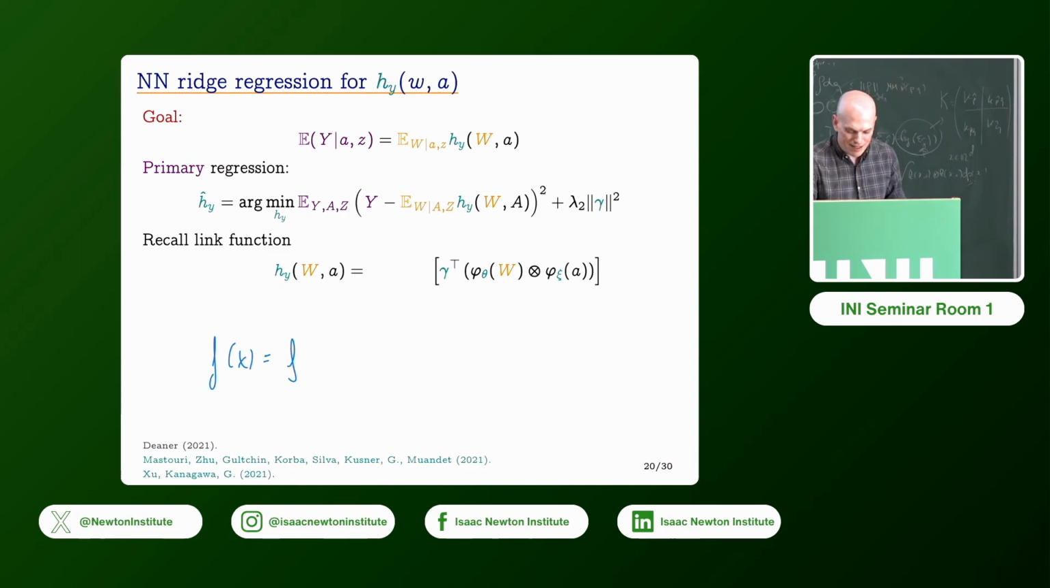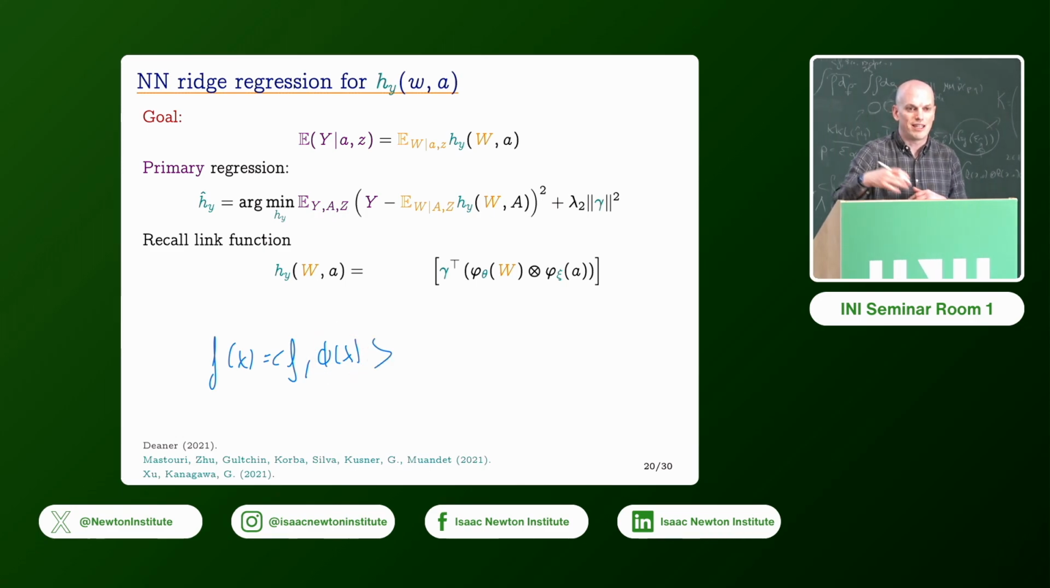This phi of x in kernel land is fixed, right? It's not an adaptive feature. It's just a vector of RKHS kernel features. But I'm still using this Kronecker representation, and then I use a kernel mean embedding, a kernel conditional mean embedding, for my W given ZA.